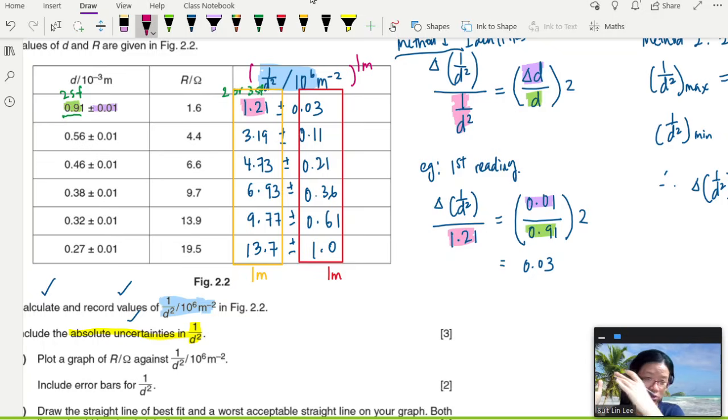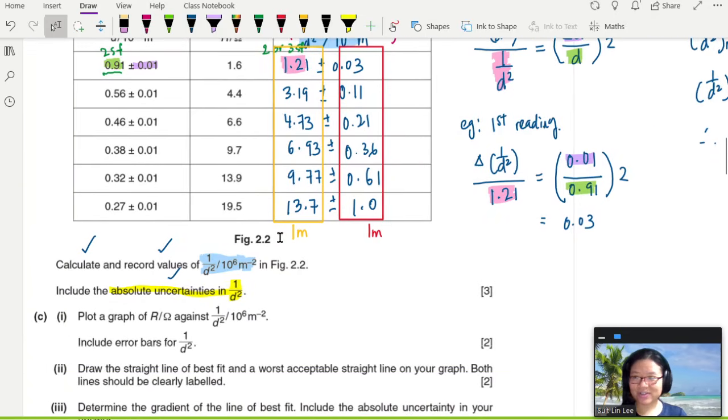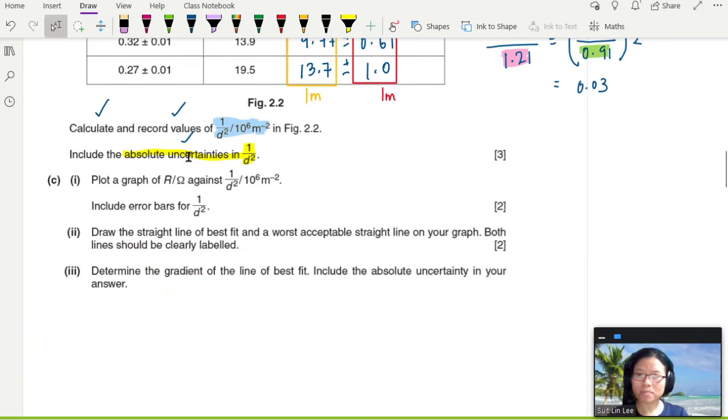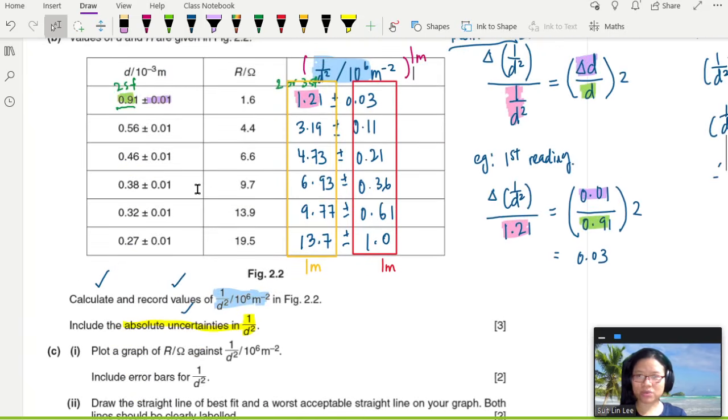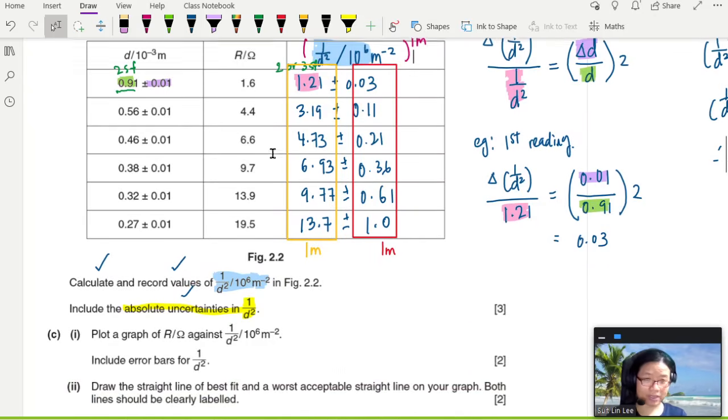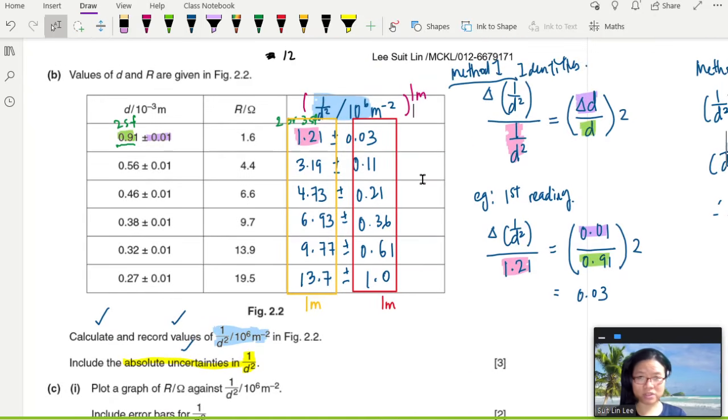So everything that used to give you a lot of marks in paper 3 is just now 1 mark. 1 error, you get 0. Okay. Alright, so that's 3 marks here for the table. Practice. Plot a graph of r against 1 over d square. Dude, if you plot the graph wrongly, cannot help you, okay? So please always double check or plot this one against this one.